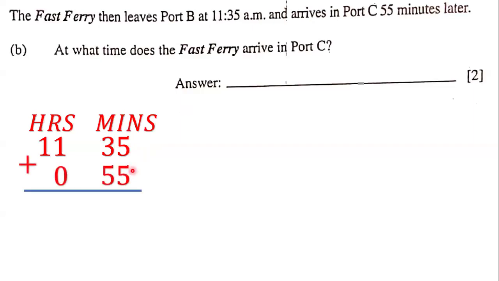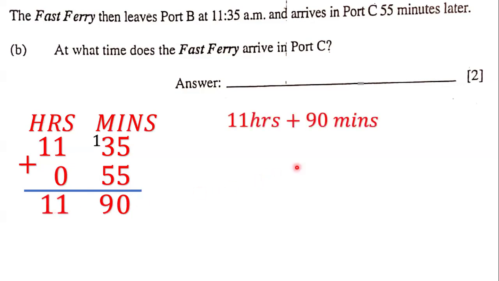And so we have 5 plus 5, and 5 plus 5 is 10. And so we put the 0 down and we bring the 1 above. And we have 1 plus 3, and 1 plus 3 is 4. And 4 plus 5, well, 4 plus 5 is definitely 9. And so on the minute side, we have 90, and we have 11 plus 0, and 11 plus 0 is going to be 11. So we have 11 hours and 90 minutes.